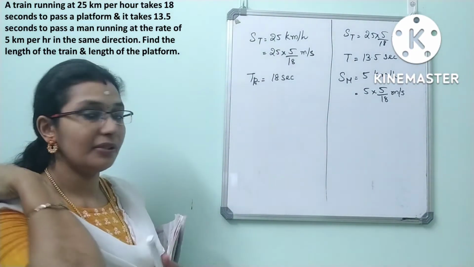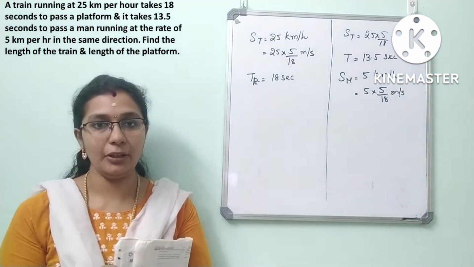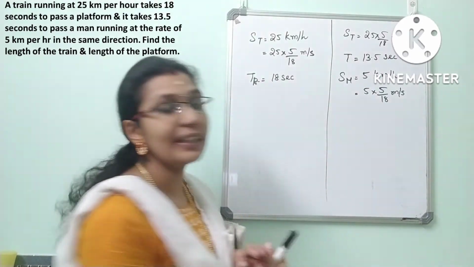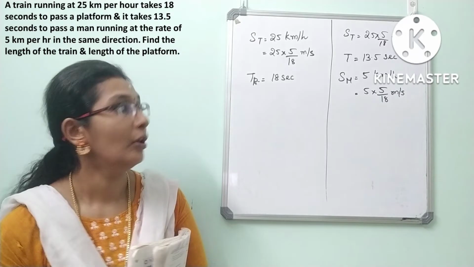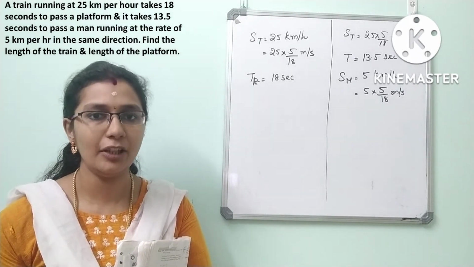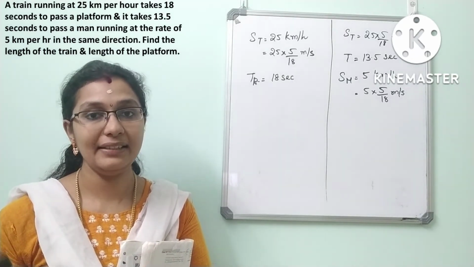So listen to this very carefully. Here the speed of the platform you need not take it because it is stationary, it is not moving. Whereas here in second case a man is moving, so we will consider the speed of man too. Since he is moving in the same direction, what we will do? We will add up the speed or subtract the speed. We will subtract the speed if they are moving in the same direction.